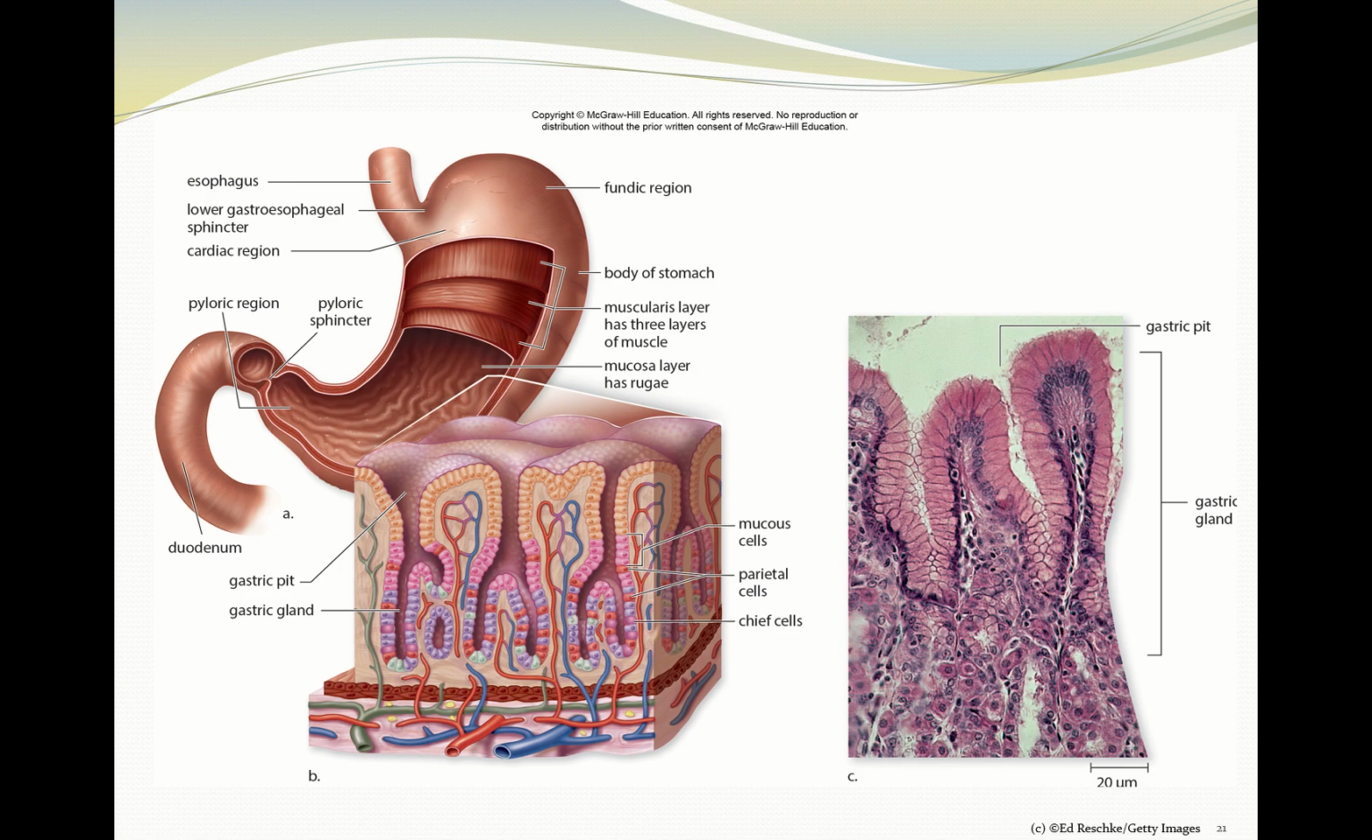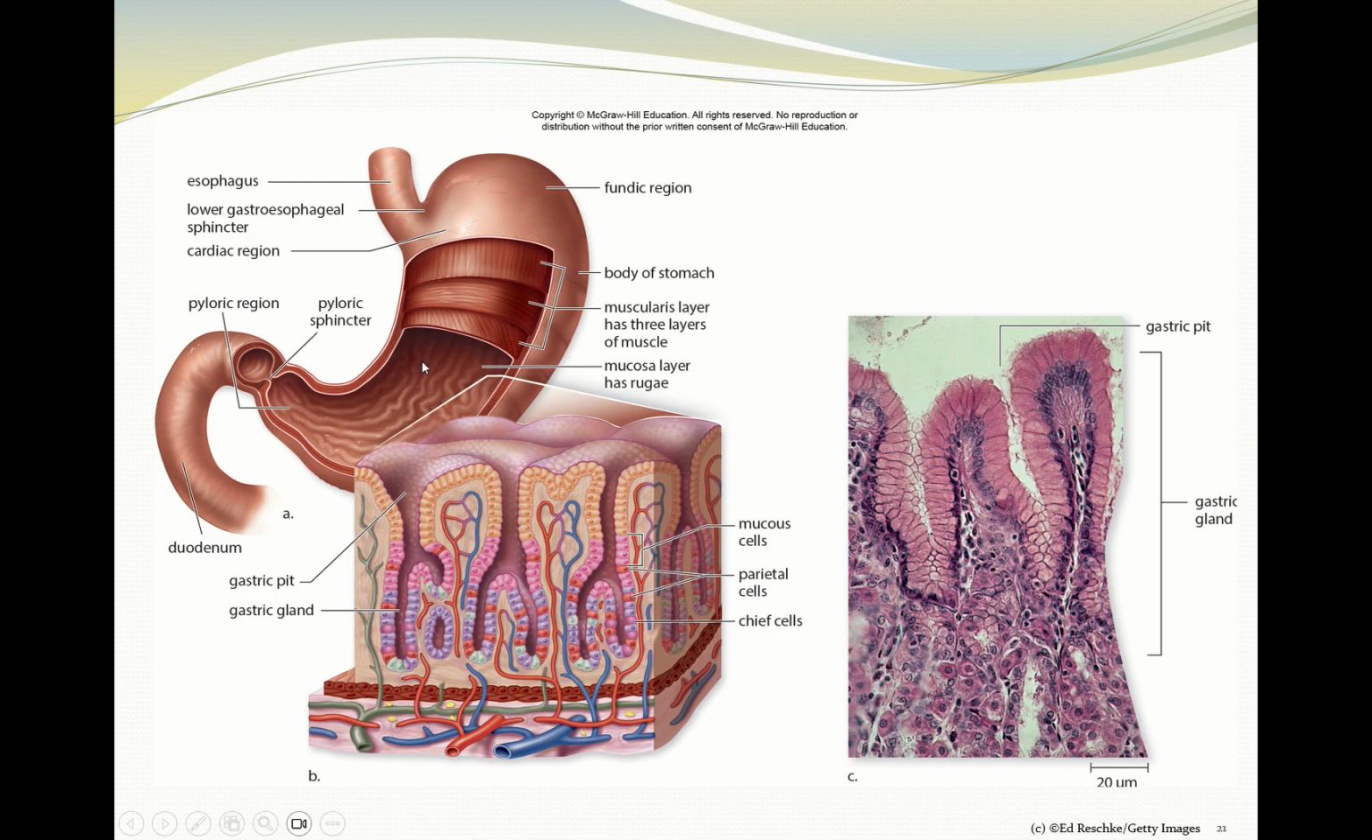So here we can see the lower gastroesophageal sphincter, the one that we also call the cardiac sphincter. It prevents acid reflux. Notice that there are 3 layers of muscles in the stomach wall. We see a longitudinal layer, a circular layer, and then an oblique layer. And so they are going to churn the food.